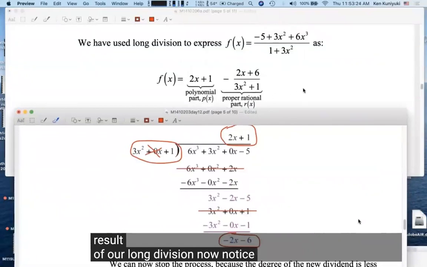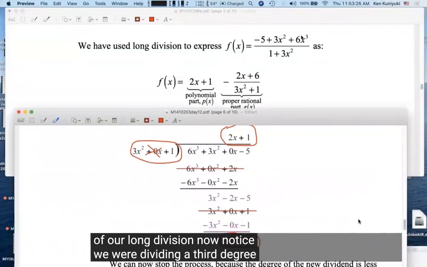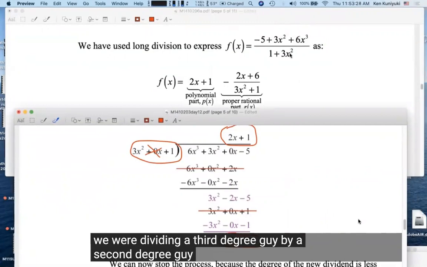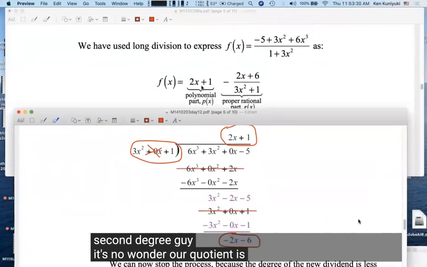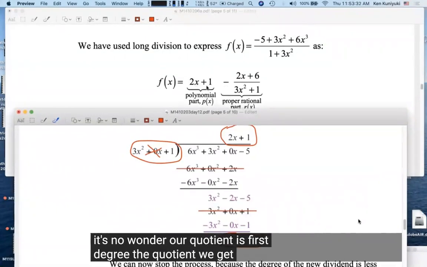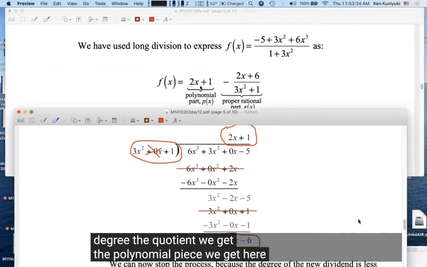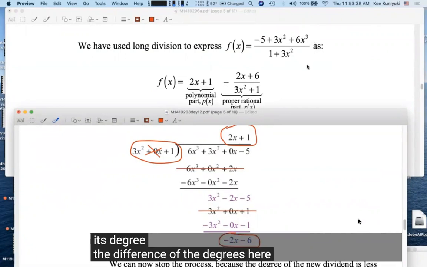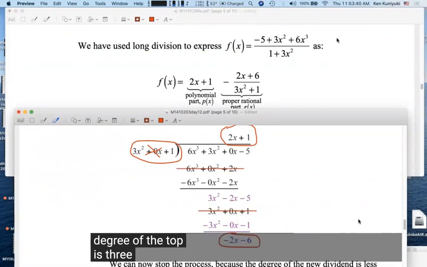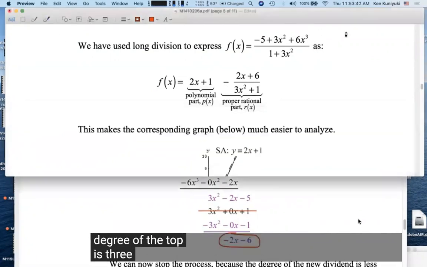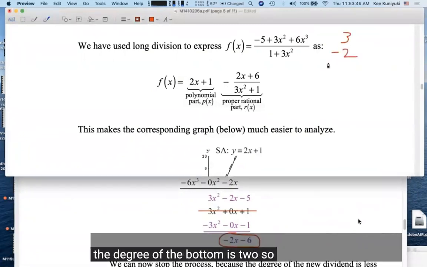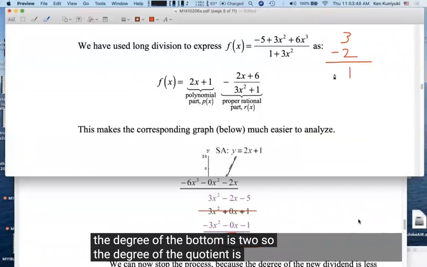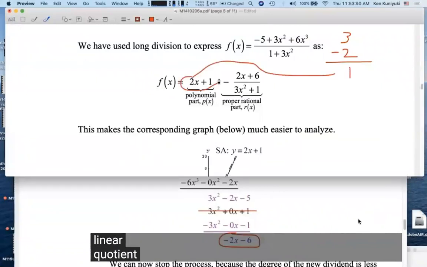Now notice, we were dividing a third degree guy by a second degree guy. It's no wonder our quotient is first degree. The polynomial piece we get here has as its degree the difference of the degrees. The degree of the top is 3, the degree of the bottom is 2, so the degree of the quotient is 1. It's a linear quotient.